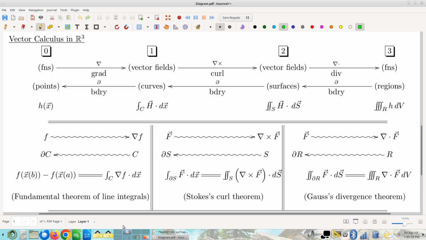So y'all have seen this diagram before. Again, reminder, this is available on the class website in the class materials section.